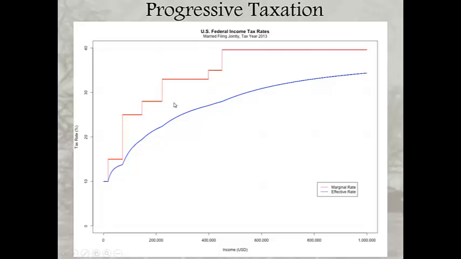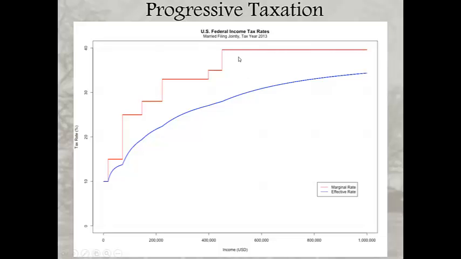So this avoids the problem of not wanting to make more money because you'll pay more in taxes. Because the idea is every dollar that I make over the bracket, that's the only dollar that's taxed at the higher rate. So only my $10,001st dollar was taxed at 25%. Only my $175,001st is taxed at 29%, and so on.